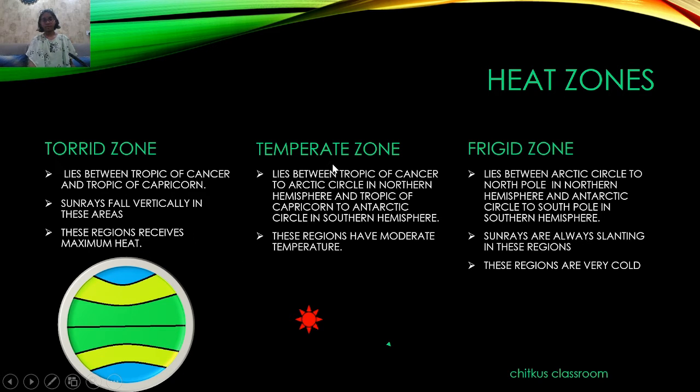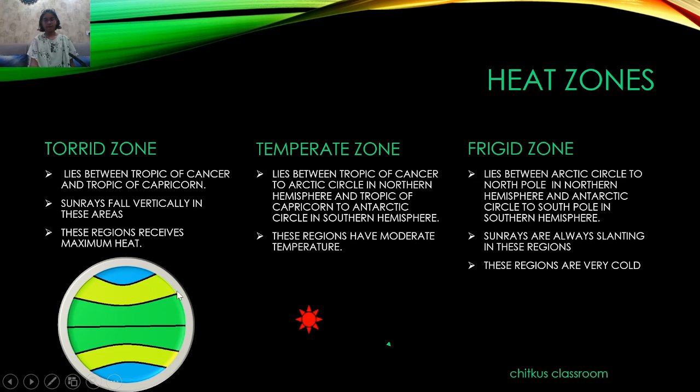And the temperate zone lies between the Tropic of Cancer and the Arctic Circle in the northern hemisphere, and the Tropic of Capricorn and the Antarctic Circle in the southern hemisphere. These regions have moderate temperatures, which means not too hot and not too cold. And the frigid zone lies between the Arctic Circle and the North Pole in the northern hemisphere, and the Antarctic Circle and the South Pole in the southern hemisphere here. The sun rays are slanting in this area, so the sunlight does not reach fully to the frigid zone, so these areas are very cold.